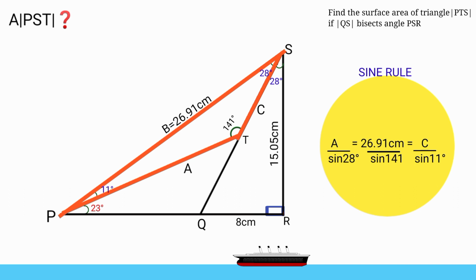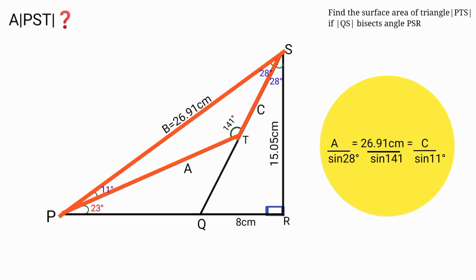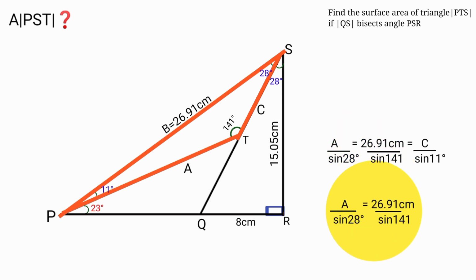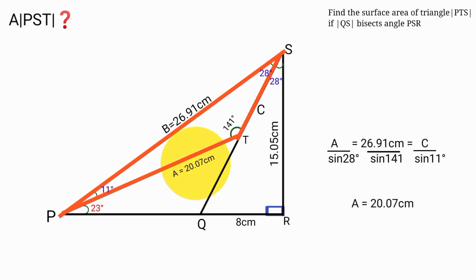So now we have A over sine 28 degrees equal to 26.91 centimeters over sine 141, equal to C over sine 11 degrees. Taking only this part here, A over sine 28 degrees equal to 26.91 centimeters over sine 141. If we make A the subject, A equal to 26.91 over sine 141 times sine 28 degrees, which if you press a calculator equal to 20.07 centimeters. So A equal to 20.07 centimeters.